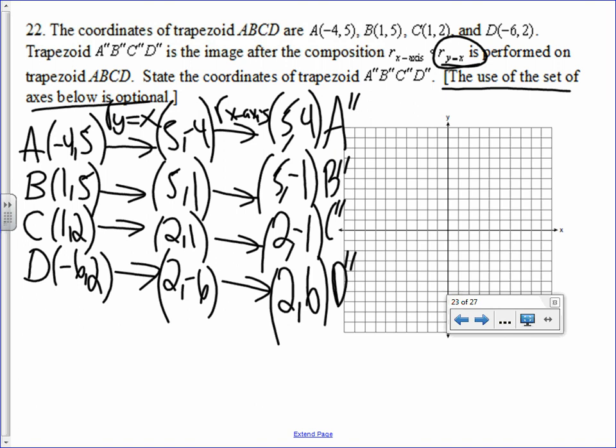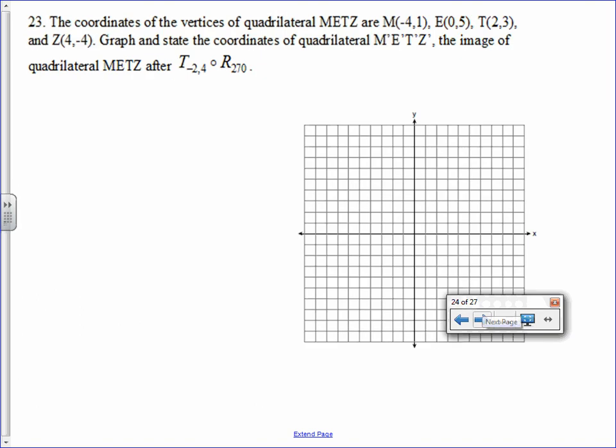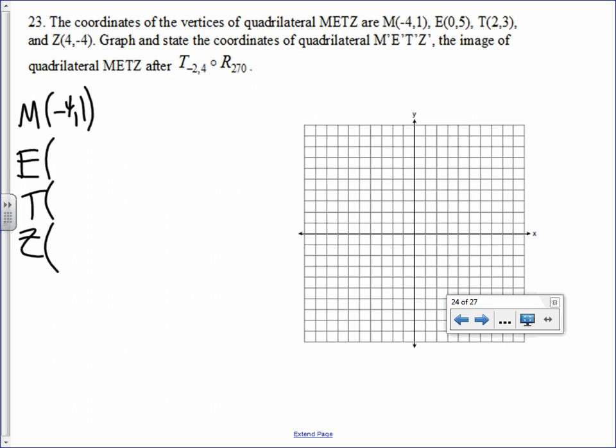The only one where you have to use the graph is a rotation or a reflection in a line other than the x-axis or y-axis. Same type of thing here. I got my M, E, T, Z. I got -4, 1. I've got 0, 5, 2, 3, 4, -4.